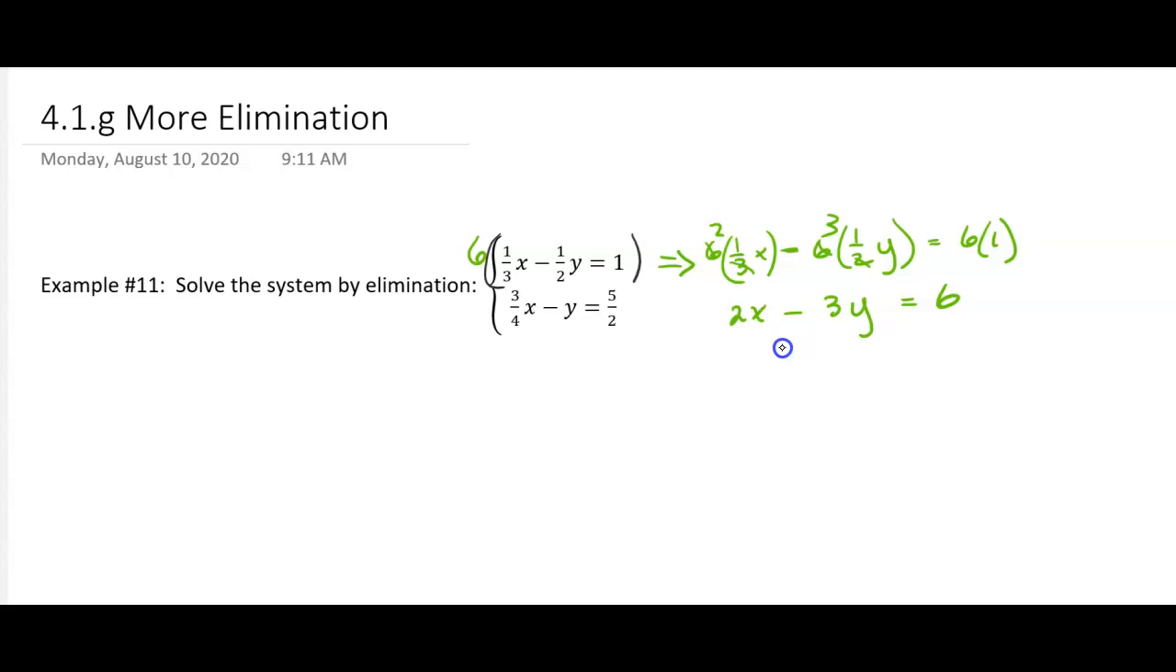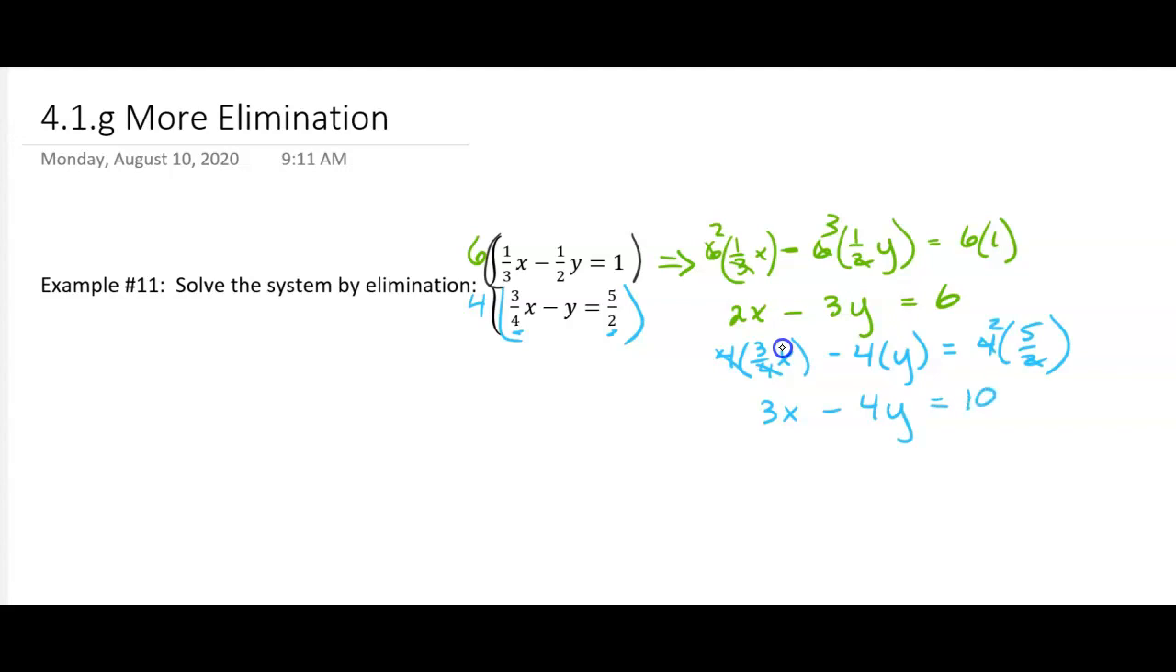Okay, so the bottom equation, we're going to do the same thing. Well, not exactly the same thing, but we're going to clear the fractions. So we're thinking about 4 and 2. We're looking at those denominators. What's the smallest number that both 4 and 2 will go into? 4. So I'm going to multiply by 4. So I get 4 times 3/4 x minus 4 times y, and then 4 times 5/2. And so those 4's are canceling, I get 3x minus 4y equals, and then 2 goes into 4 two times, and I get a 10.